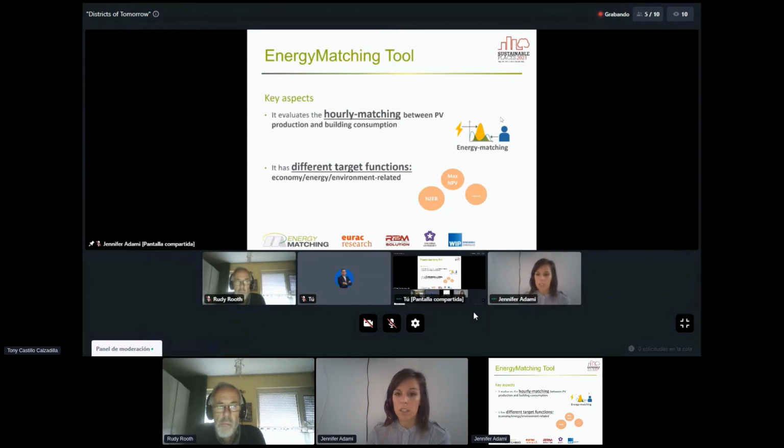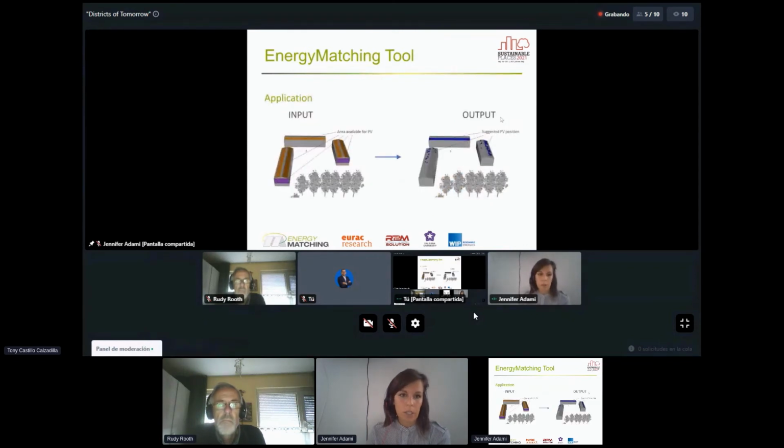So just to show you an application of this tool within this project, this is a multi-family complex in Sweden. On the left side, you can see the 3D model of the building with highlighted the areas available for PV. And then on the right side, there is the output of the tool. So the PV configuration suggested for this specific case. In blue, there are the PV modules suggested.